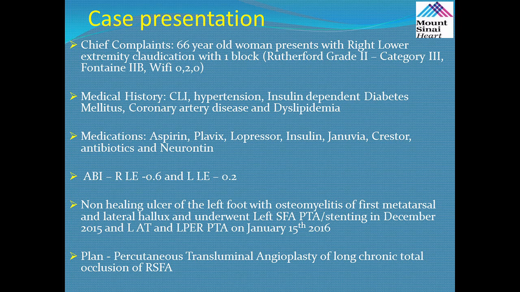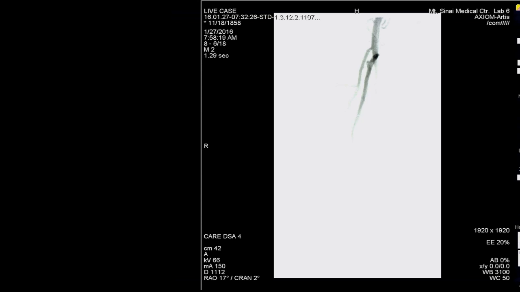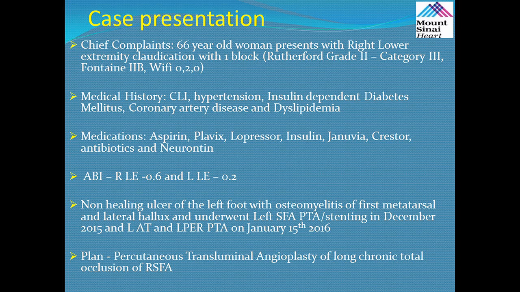The patient had CLI on the left leg, and as you see, she had a non-healing ulcer on the left foot with osteomyelitis of the first metatarsal and lateral hallux, and she underwent left SFA PTA stenting in December, followed by infrapop intervention 2 weeks ago. Significant medical history includes hypertension, insulin-dependent diabetes mellitus, CAD, and dyslipidemia. Currently, she takes aspirin, Plavix, Lopressor, insulin, Januvia, Crestor, antibiotics for her infection, and Neurontin.